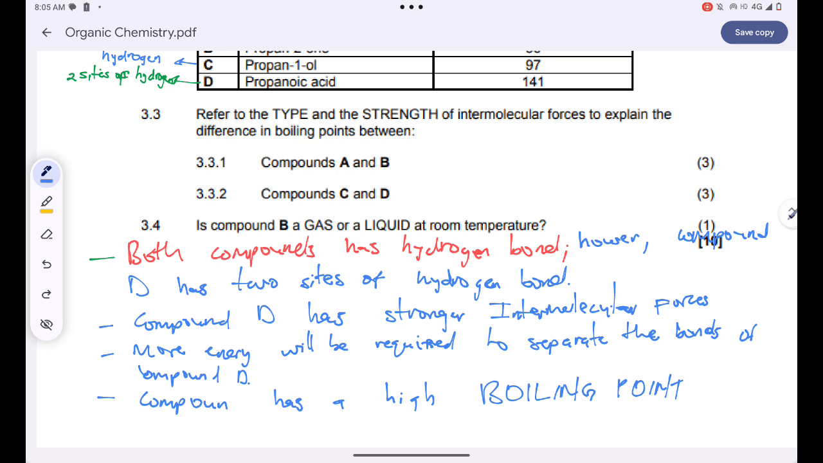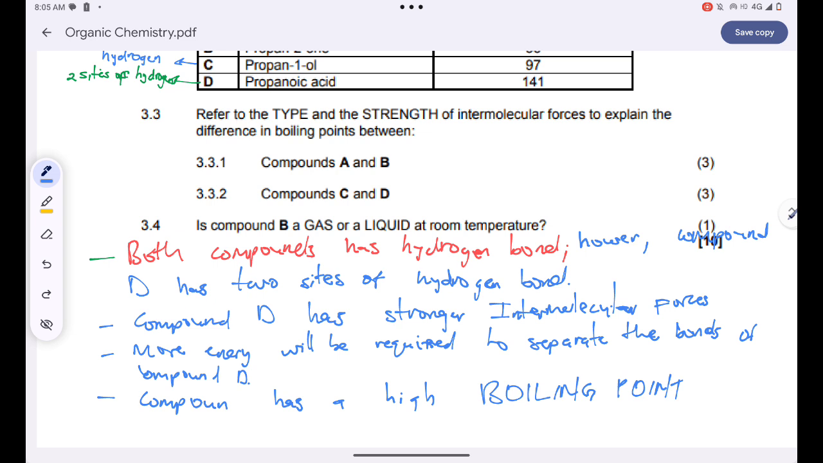Are you together, guys? Answering these questions, guys, it's the same. First point, you must state the difference between the molecules. Second point, state which one has stronger intermolecular forces. Third point, talk about the energy that is required to separate the bonds. And then lastly, you just need to conclude.